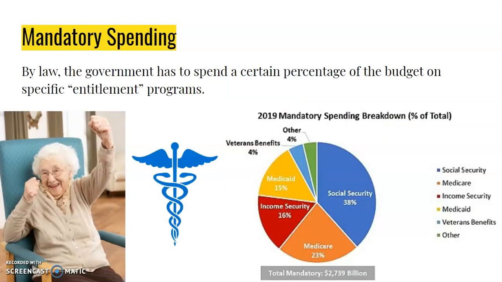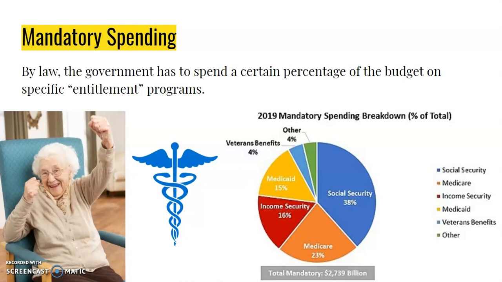Let's get into it, right? So mandatory spending, make sure to write this down. You got to know what mandatory spending is. So here's the definition that you could write down or put this in your own words. By law, the government has to spend a certain percentage of the budget on specific entitlement programs. So what this means is that in the United States law and in specific state laws, there are certain programs that the government has to spend a certain percentage of the budget on, no matter what, right?